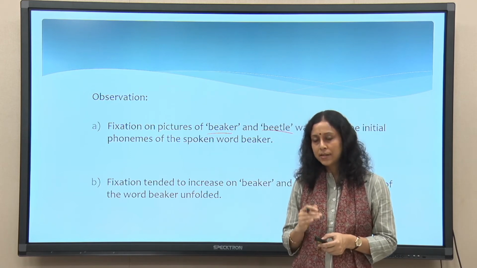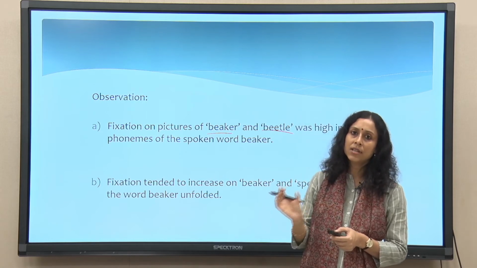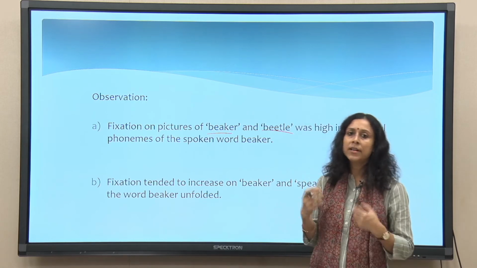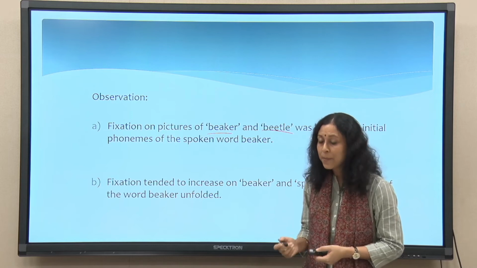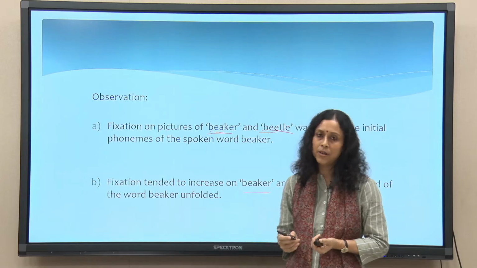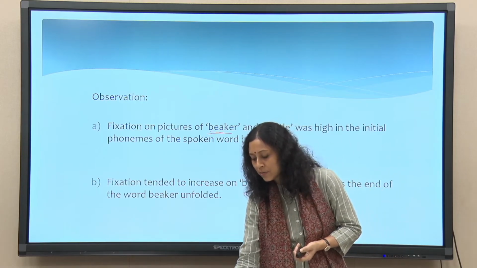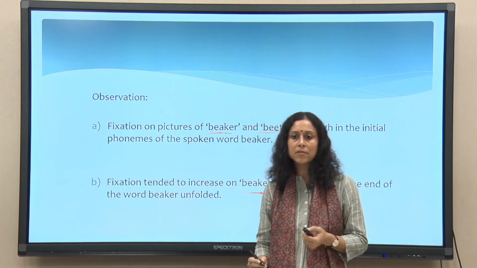Now, after the B part is over and the second syllable is pronounced, ker, by now you already know that it is beaker, right. But even then fixation tended to increase on beaker and then speaker as the end of the word beaker unfolded. This is a remarkable finding. The earlier part is still fine because you still do not know what is coming your way, whether it is beaker or beetle. But here we have already moved on to the later part of the word.